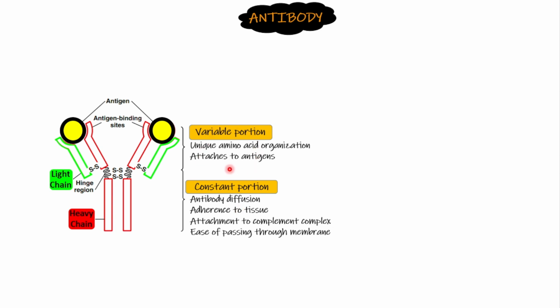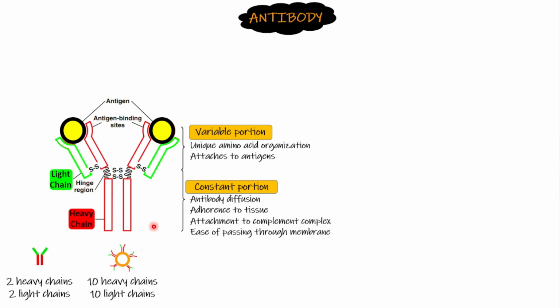Whereas the variable portion, having a unique amino acid sequence, basically attaches to the antigens. So this is the structure of the antibodies. One other thing: between the heavy chains and the light chains, there are disulfide bonds, here and also here. And there are also disulfide bonds between the two heavy chains. Okay, so this was the structure of antibodies.